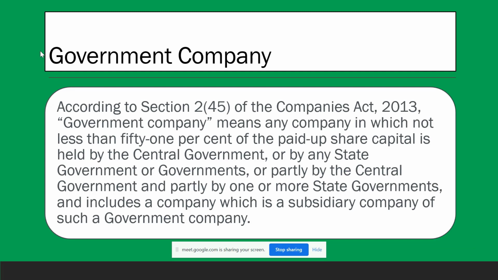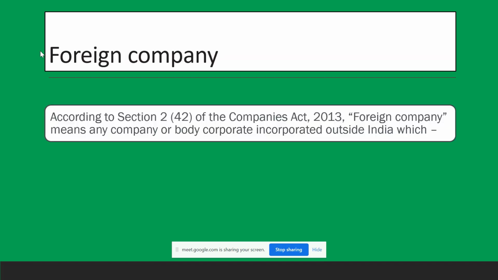A government company is defined under Section 2 of the Companies Act 2013, where more than 51% of the shares are held by the government, or even a subsidiary company of a government company is also described as a government company under Section 2. If the government has 49% share, the company will become a private company. It will lose its status as a government company. Anything less than 51%, they will lose the status of a government company. Okay. So a foreign company.